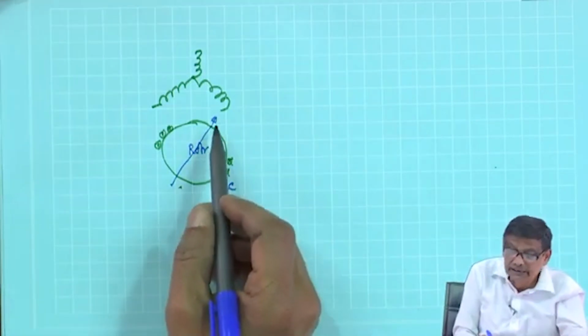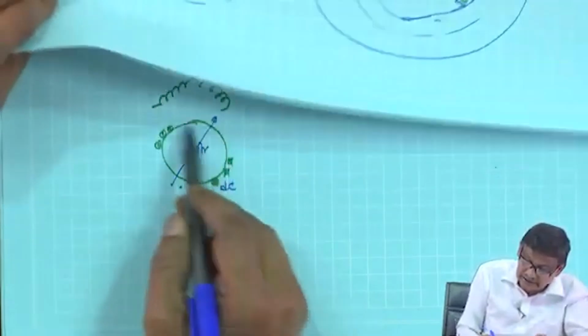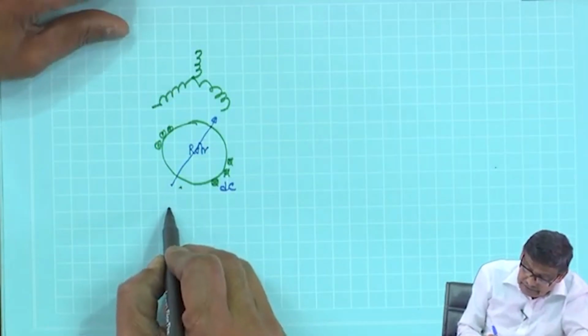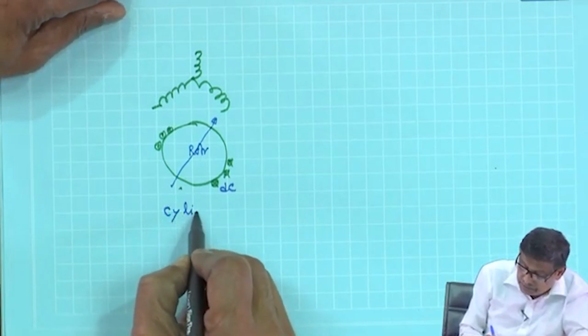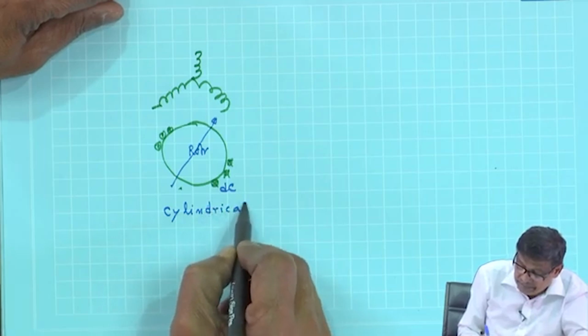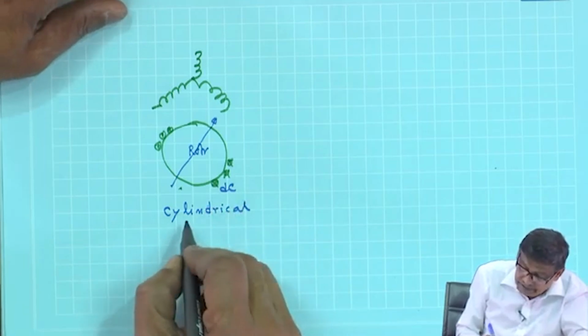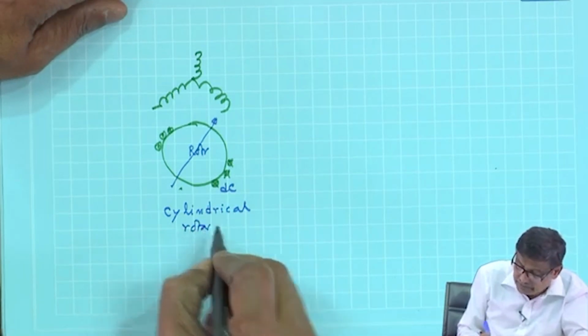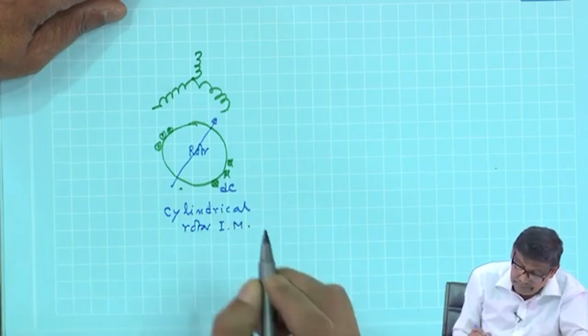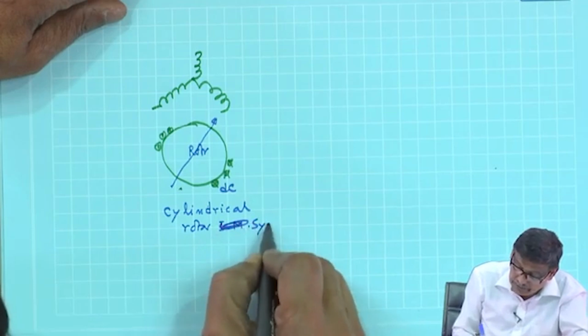And when the rotor is cylindrical, it is called a cylindrical rotor synchronous motor.